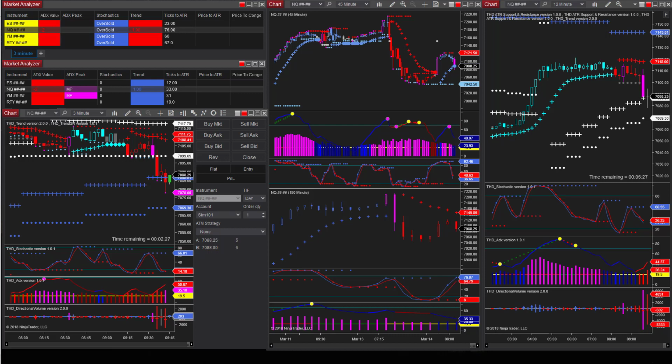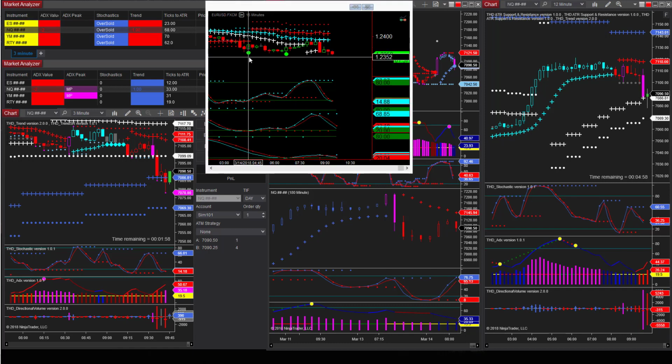We are trying to get the hidden divergence programmed into the stochastics. If we do, I'm also going to do the trend divergence, which I have for MultiCharts and TradeStation. I just don't have it for NinjaTrader yet. But if we get the hidden divergence in, I'll probably add it.